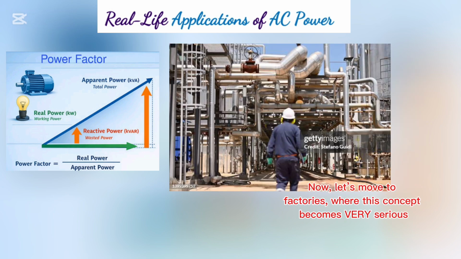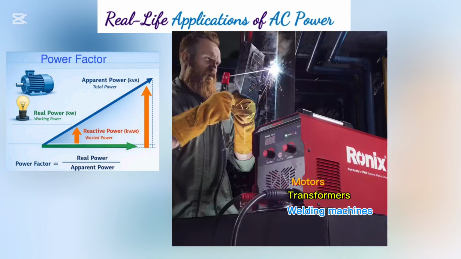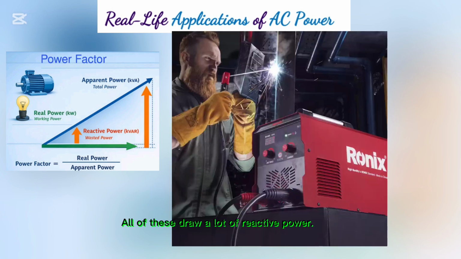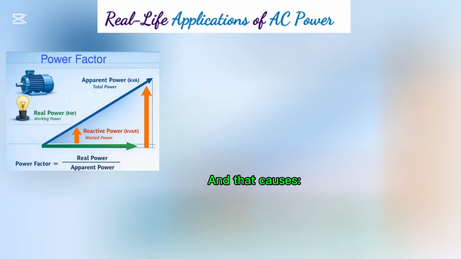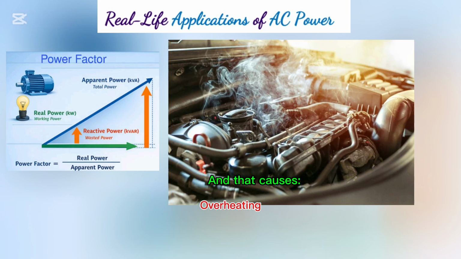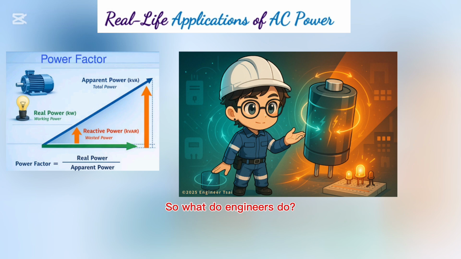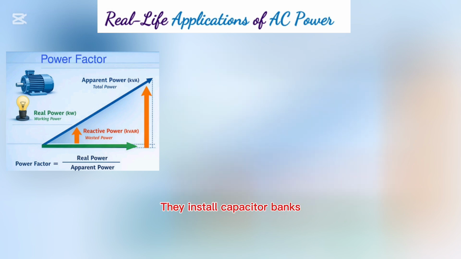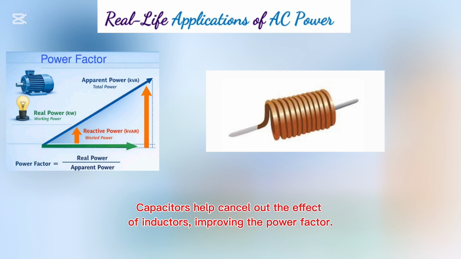Now, let's move to factories, where this concept becomes very serious. Industries use heavy machines like motors, transformers, and welding machines. All of this draws a lot of reactive power. The problem is that this leads to low power factor, and that causes energy losses, overheating, and higher electricity bills. So what do engineers do? They install capacitor banks. A capacitor helps cancel out the effect of inductors, improving the power factor.